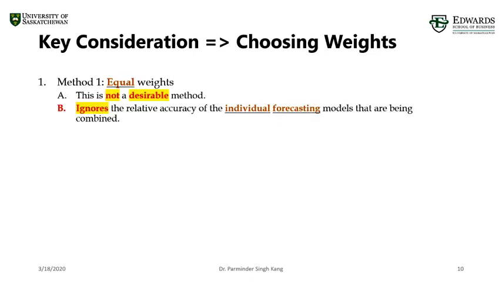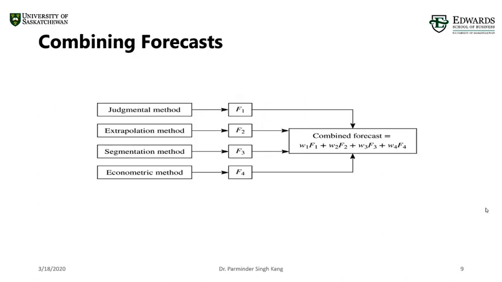A very simple method is that you give equal weight. For instance, we have 4 forecasts which are produced using different methods. If I'm using equal weights, we're going to have 0.25 as the weight assigned to all the forecasts. All these weights, W1, W2, W3 and W4, must add up to 1.